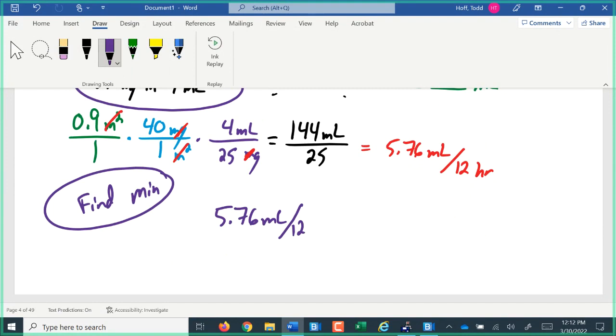Our homework on the dosage is based on weight. Page 188 through 190, 1 through 21 the odd. I'll put that up in the chat window. Hopefully it pops up on your end for you. Again, if you're just writing that down, it's page 188 through 190, 1 through 21 the odds.